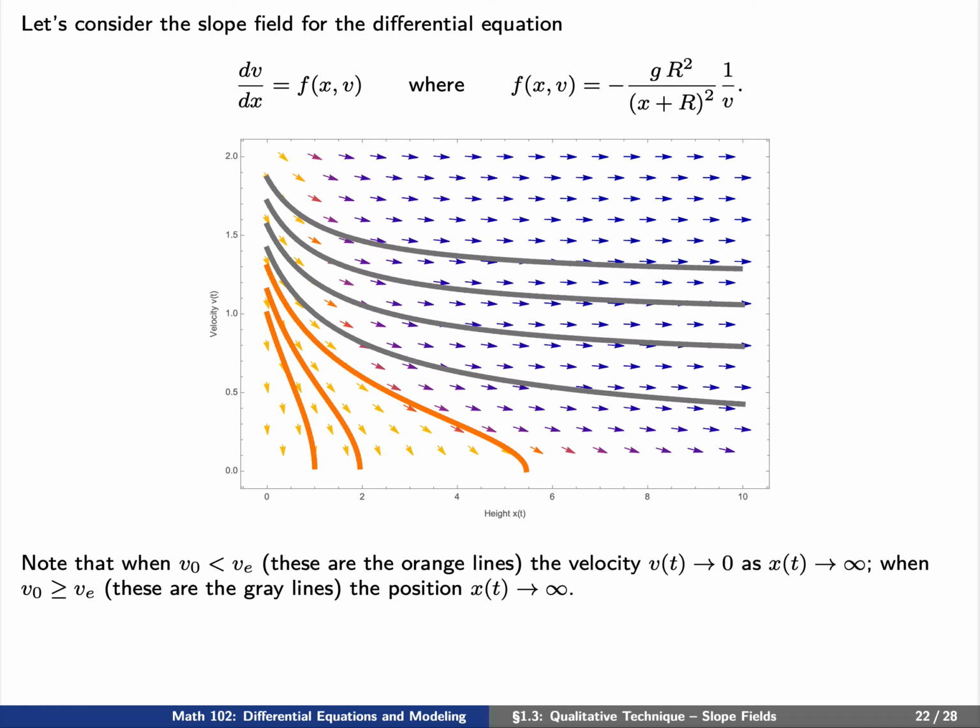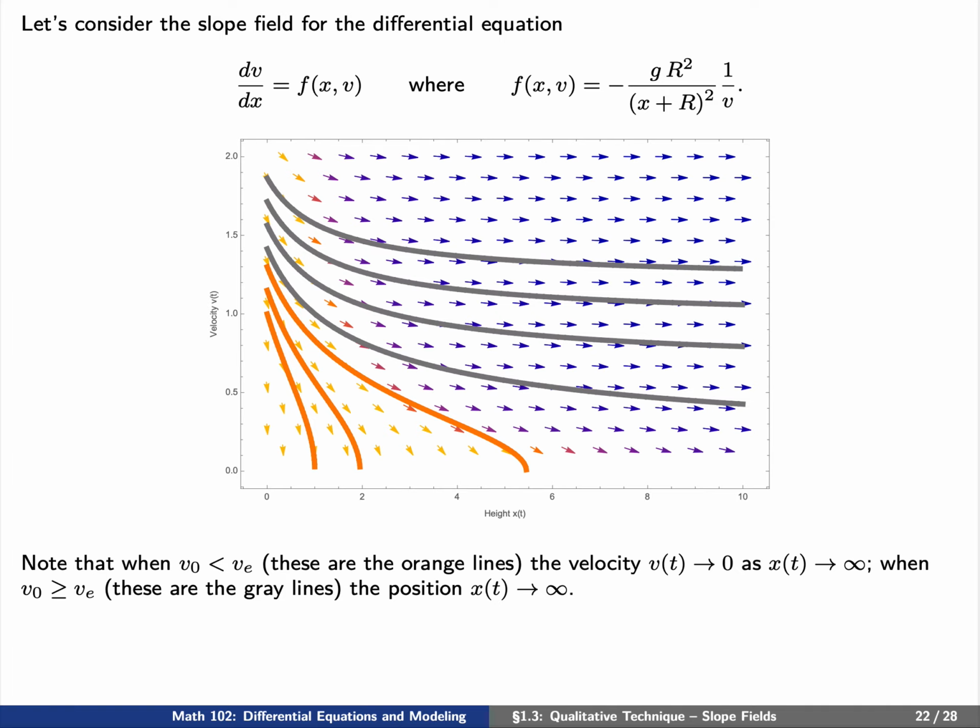Here what's happening is we have a rocket. The rocket starts at the surface of the Earth. It moves up a little bit, but then the Earth's gravity pulls too much and the velocity drops to 0, so that the rocket turns around and falls back down to the surface of the Earth. Again, the orange lines tell us if the initial velocity is not great enough, then the rocket will fall back down to the surface of the Earth.